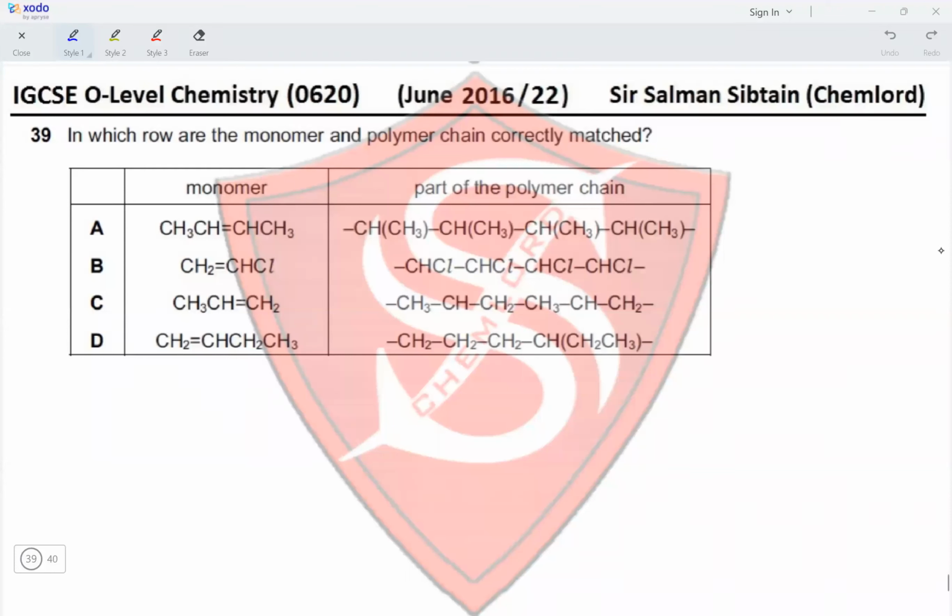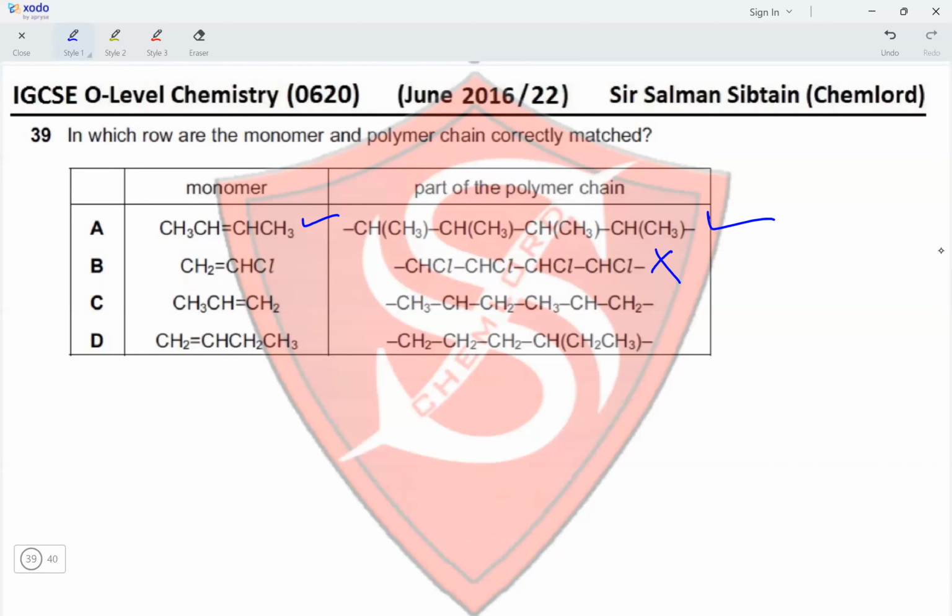Question 39. In which row are monomers and polymer chains correctly matched? The monomer is CH3CH double bond CH3. So this would make the polymer CH3 in a continuous chain. So this is correct. In B, we've got CH2 and CHCl. This would make CH2, CHCl, CH2, CHCl. So the polymer is incorrect.